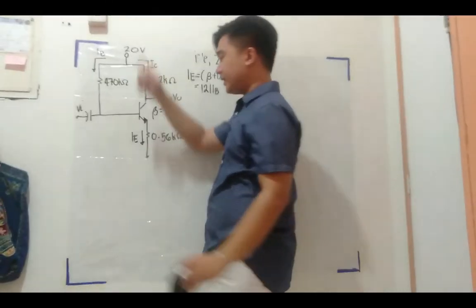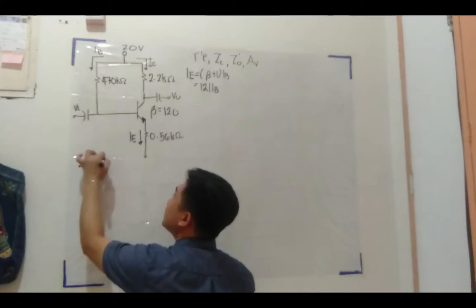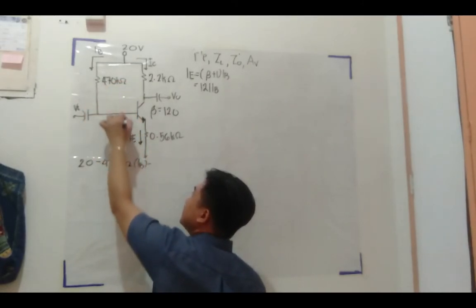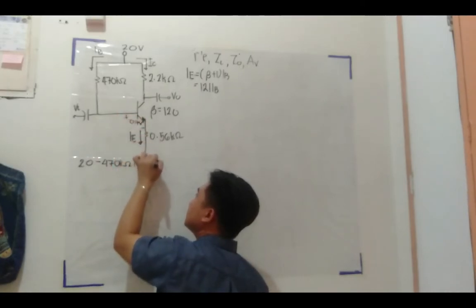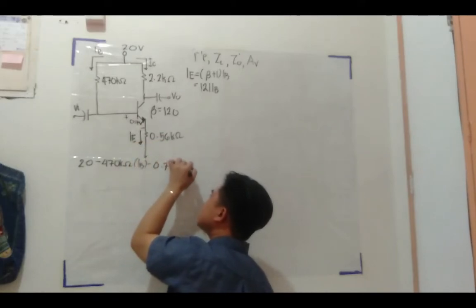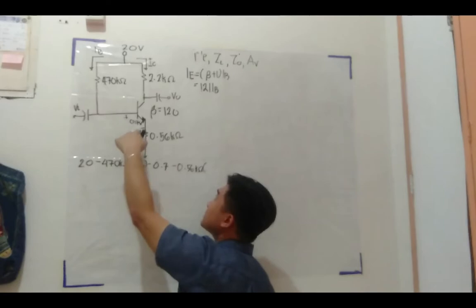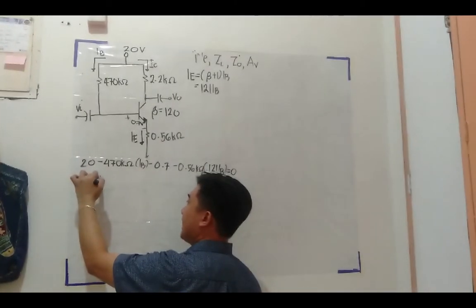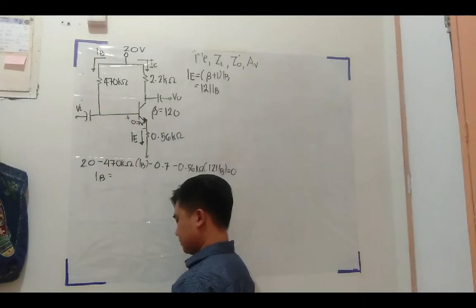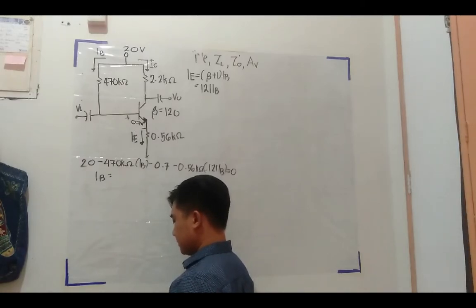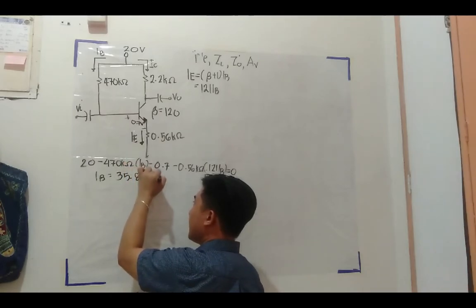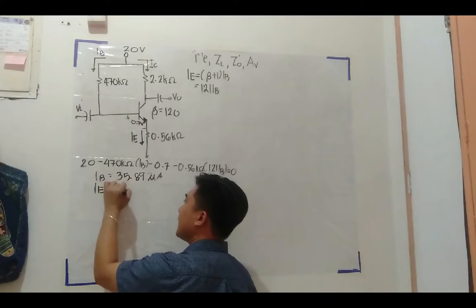So, KVL na ako mula dito. 20 minus 470 kilo ohms. Trace lang yung wire. Na ang nadaanan si IB. Minus, may voltage drop dito na 0.7. Minus 0.56 kilo ohms. Na ang nadaan ay si IE, pero si IE nga ay equal sa 121 IB. Bagsak sa ground equal sa 0. IB is equal to 35.89 microamperes.